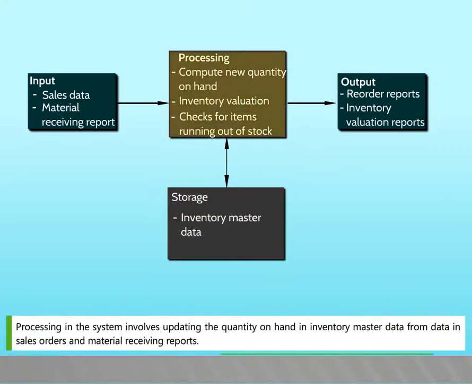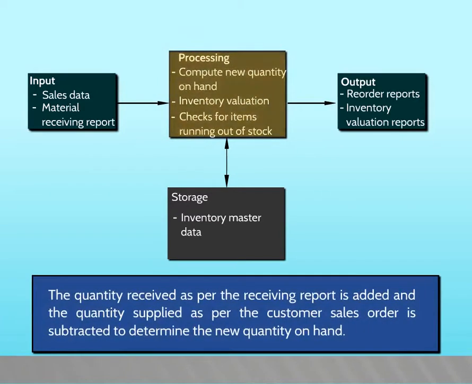Processing in the system involves updating the quantity on hand in inventory master data from data in sales order and material receiving reports. The quantity received as per the receiving report is added and the quantity supplied as per the customer sales order is subtracted to determine the new quantity on hand.